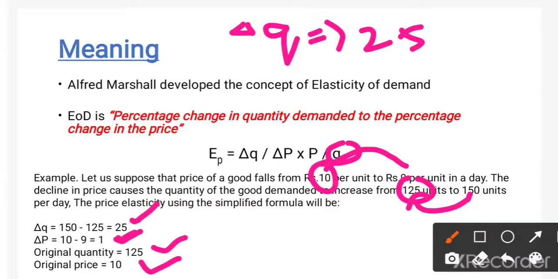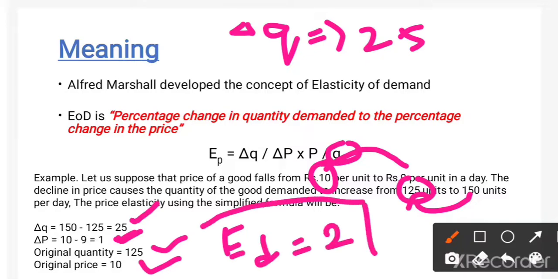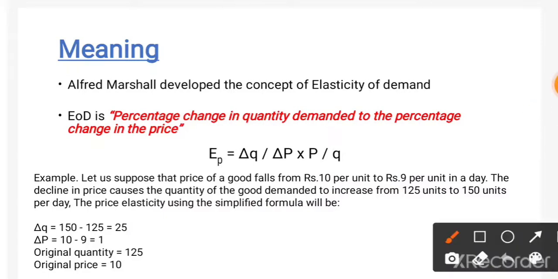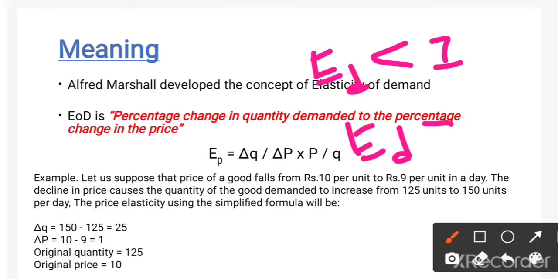Okay, so when we put all these things in the formula, we will get the answer as 2. So the elasticity of demand is 2 here. Students, if you get elasticity of demand less than 1, it will be inelastic demand, and if your elasticity of demand is greater than 1, it will be elastic demand. If it is less than 1, it means inelastic; if it is greater than 1, it means elastic.